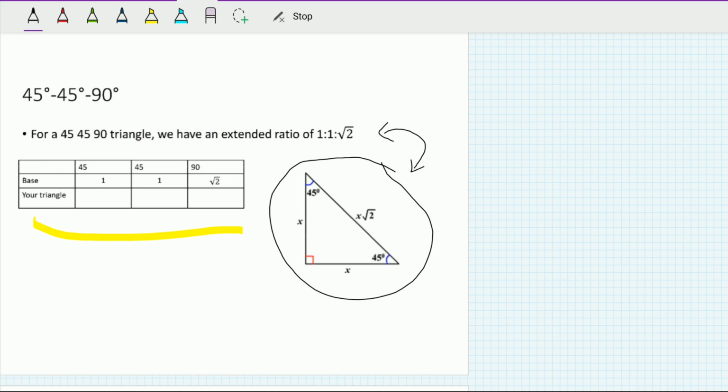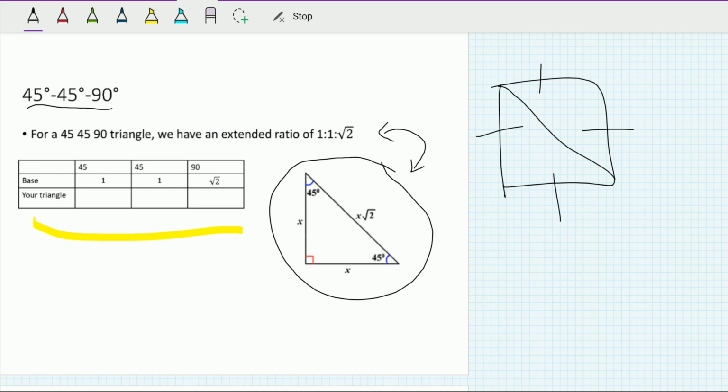In the other video, you should have noticed that in order to get a 45, 45, 90, we take a square and then we draw the diagonal. We obviously know that because it was a square, two sides are congruent. That's where the x and the x comes from. And then you did the Pythagorean theorem to figure out what this side of the triangle is, the hypotenuse. And afterwards, you figured out that there's a pattern there, where you just take the number with a square root 2 tacked behind it.